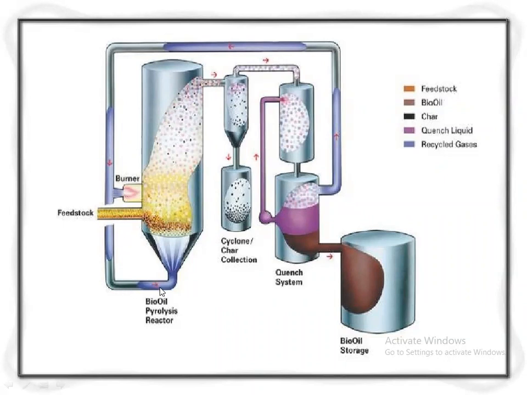This process is done by an oil pyrolysis reactor. In this reactor it is heated, and the boiled oil that is shown with this color is taken out. Cyclone and char collection is made in this chamber. The color is shown by black color.